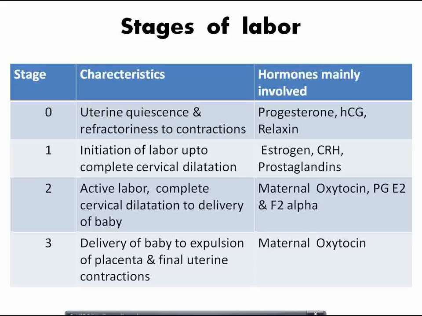Stage 2 of labor is the active labor, which starts from the complete cervical dilatation to the delivery of the baby, and here the main hormone involved is the maternal oxytocin. The maternal oxytocin, by a positive feedback mechanism, as the baby goes into the birth canal, the dilatation of the cervix leads to the Ferguson reflex, and this reflex leads to the positive feedback of maternal oxytocin to continue the labor, and this is helped by the prostaglandins E2 and F2 alpha. And the final stage is stage 3 of labor, which is the complete delivery of the baby with expulsion of placenta and final uterine contraction, and this is mainly mediated by maternal oxytocin.